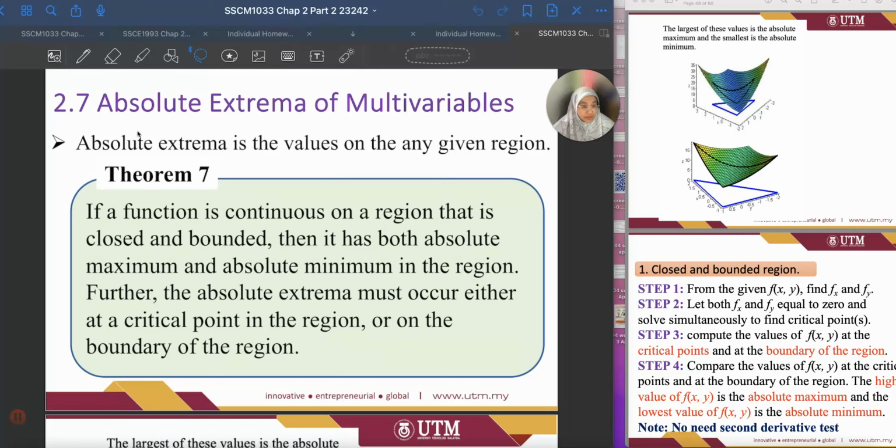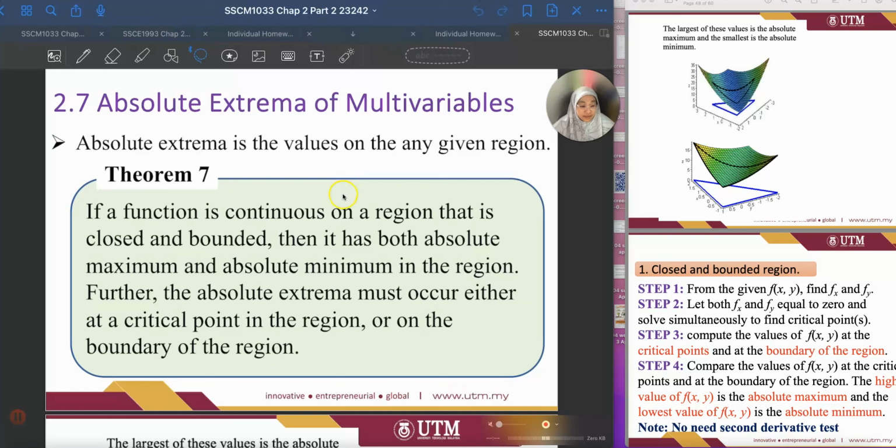So we move to the last part of chapter 2, which is the application of the partial derivative. We have another two applications, which are absolute extrema, and the last one is Lagrange multiplier. This one is a continuation from local extrema or relative extrema. So we move to the absolute extrema.